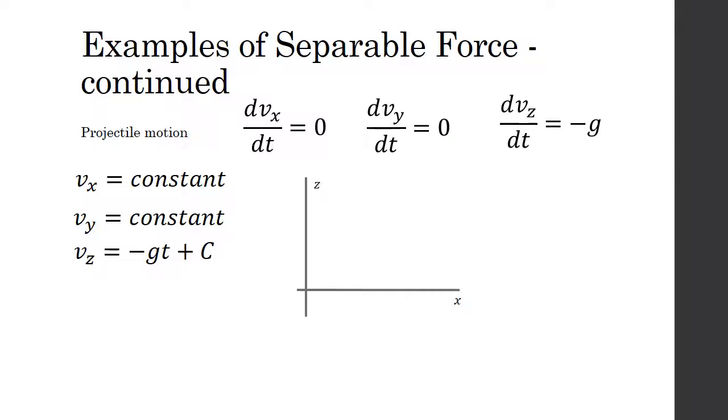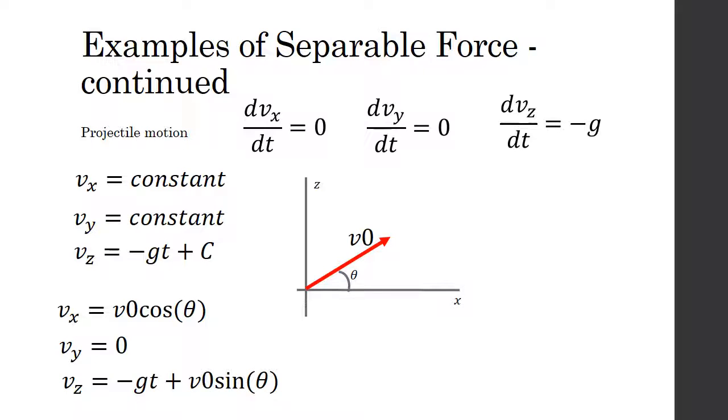So if we claim we fire a projectile at some angle theta with some initial velocity v0, it's going to have an x component of the velocity equal to that, and a y component will be 0 because we're not going into the y direction. And the z component would be this. So we get this, which describes the velocity as it changes in time.